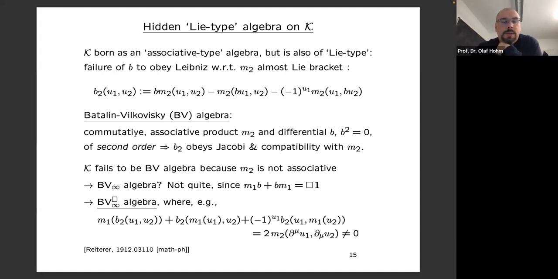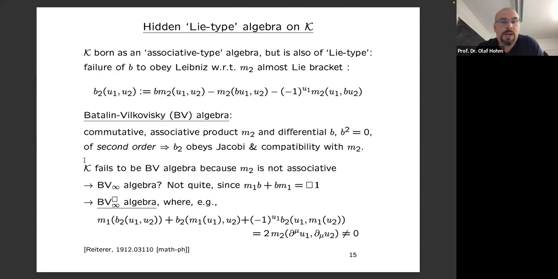It comes close to being this thing which we called a BV algebra before. So just to remember, it means you have a commutative associative product M2. You have a differential that squares to 0, but is actually of second order. So that's a technically precise term. It doesn't act via the Leibniz rule, but it's of second order. And one way to express this is to say that the b2 defined by this formula obeys the Jacobi identity and a compatibility condition with M2 that was analogous to Poisson algebras. So that was just the BV algebra we introduced earlier.